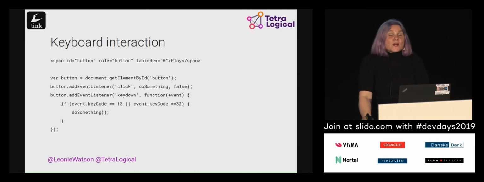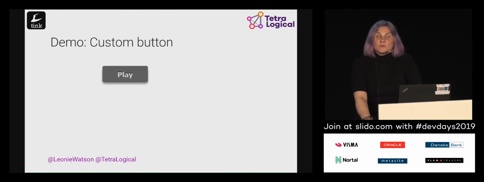We then have to add in some interaction. We have to add in some click interaction, of course, because a span doesn't do anything by default. But we also have to add in the expected keyboard support. There is an expectation from keyboard users that the space or enter key can be used to activate the button. So we listen out for the key codes for space and enter, 13 and 32, and we make sure that we attach whatever functionality the button needs to both those event handlers for mouse and keyboard.